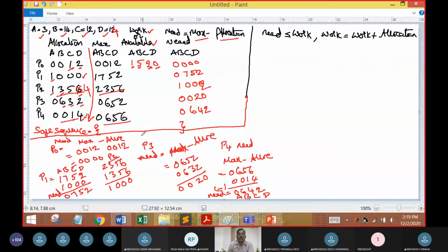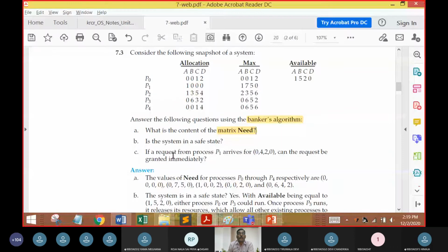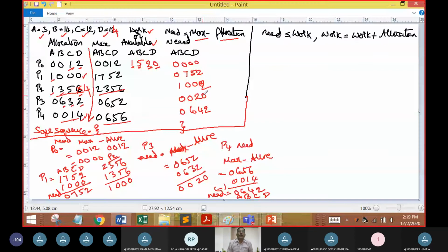Next P3 is there. So it is 0 0 2 0. Yeah, we got 0 0 2 0. Next we should get 0 6 4 2. So 0 6 4 2, we got it. Okay, now we have computed the need matrix. Now let us go to the PPT here.